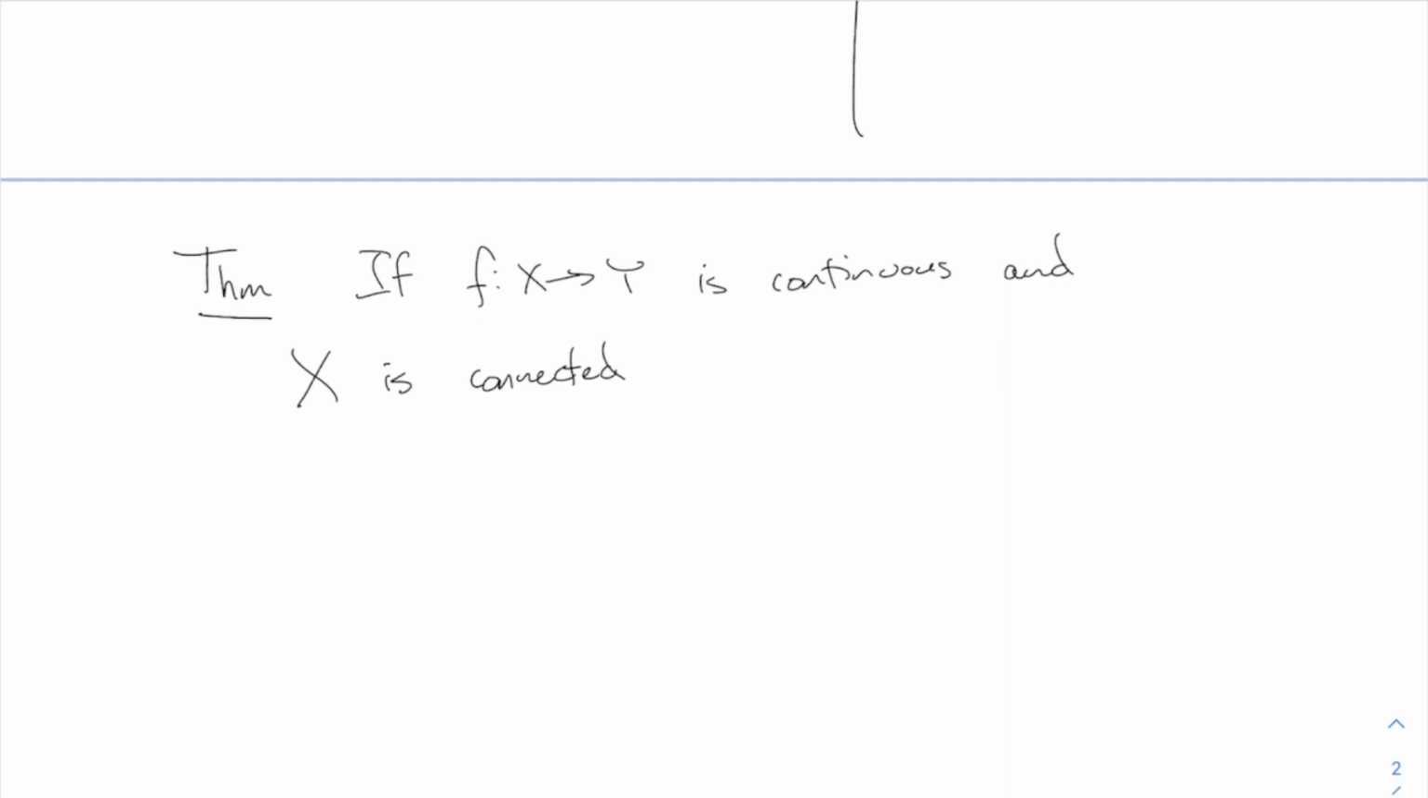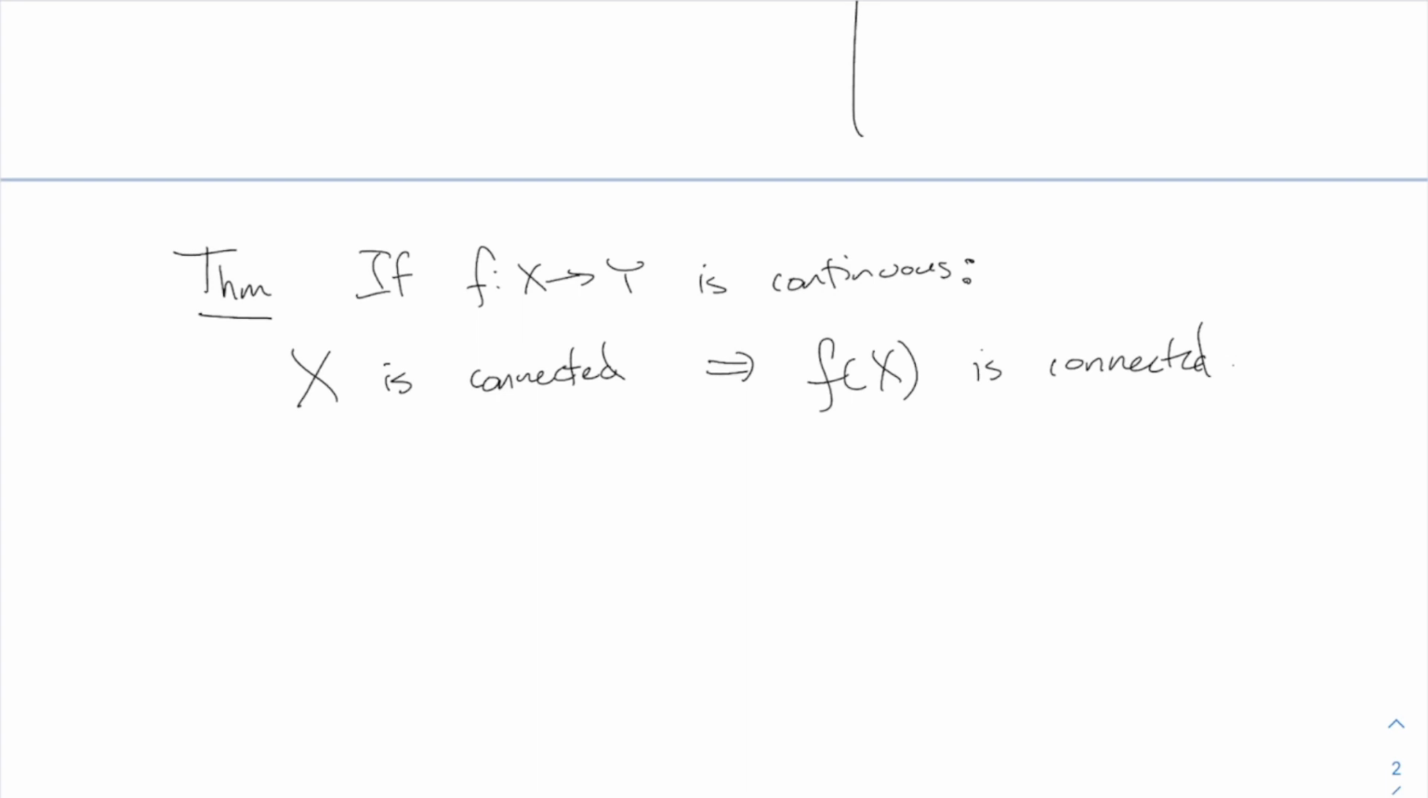Actually, I'm going to write it. Can I write it this way? If f is continuous, x is connected implies f of x is connected. All right, that's the deal.